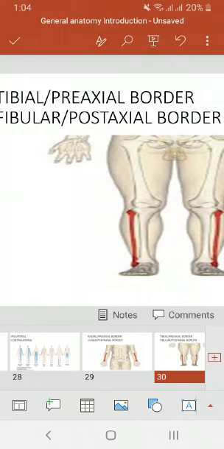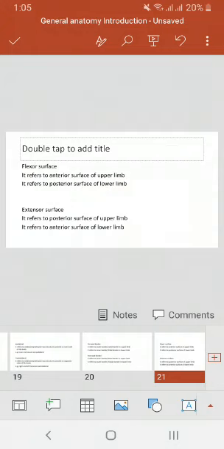Okay, this is the preaxial and the postaxial borders. Then we have flexor surface and extensor surface. Flexor surface refers to the anterior surface of the upper limb. For the upper limb and the whole body, the flexor surface is the anterior surface. But for the lower limbs only, the flexor surface is actually the posterior surface.